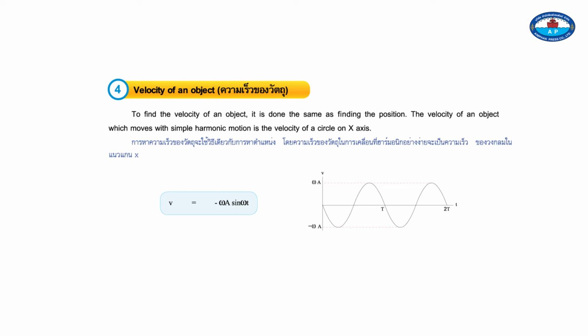4. Velocity of an object. To find the velocity of an object, it is done the same as finding the position. The velocity of an object, which moves with simple harmonic motion, is the velocity of a circle on x-axis.